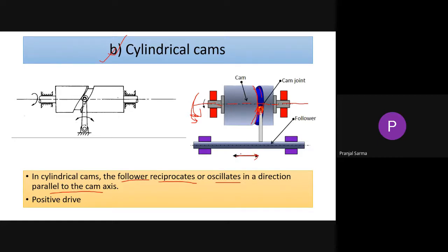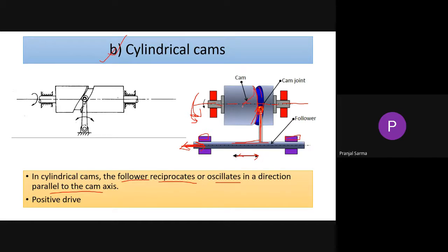Now you can see, this portion, the whole thing, is the follower. Here it is attached like this, and these are the guides that are provided. Because of this guide, the follower is constrained to move along this direction only; it can reciprocate along this direction. So it is a kind of constrained movement. It cannot go elsewhere, but it depends on the contour.